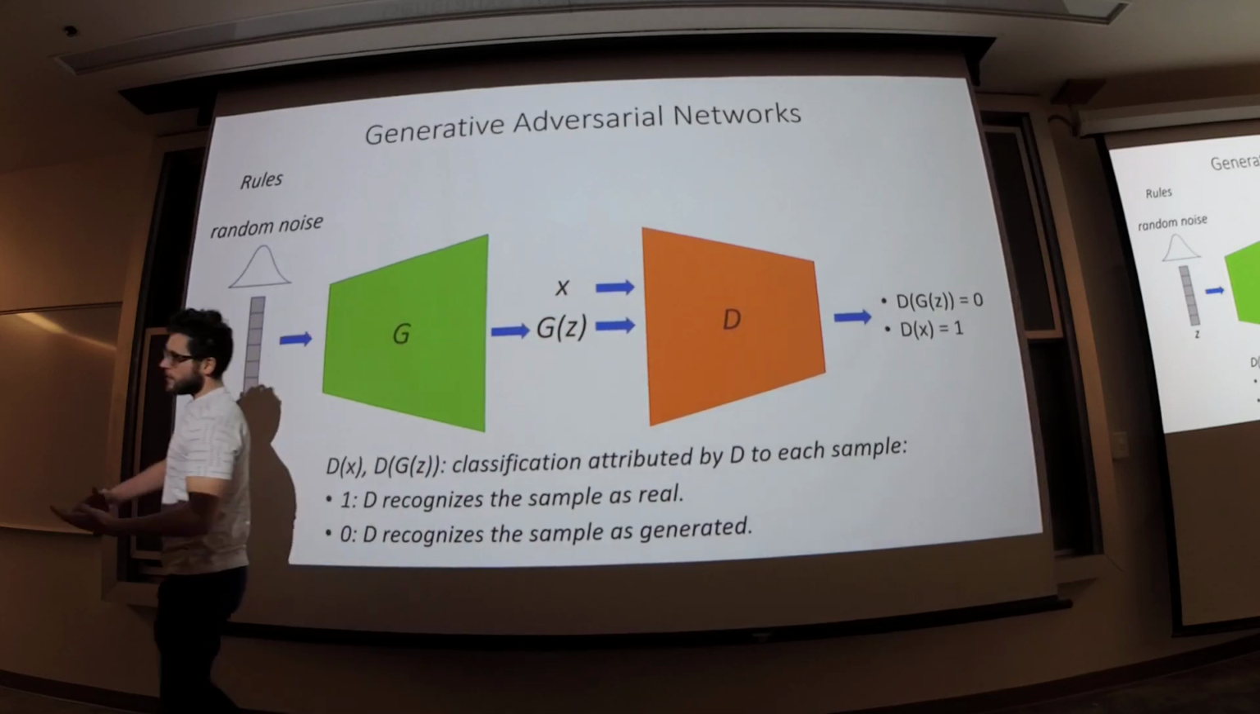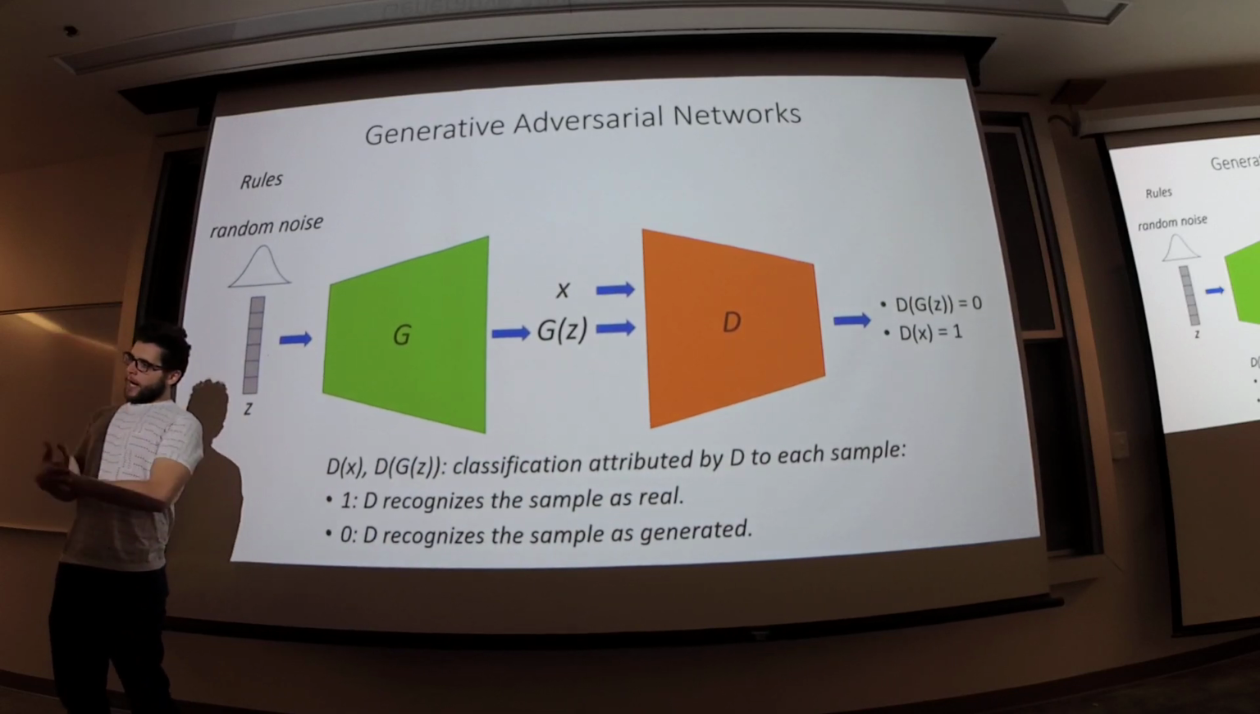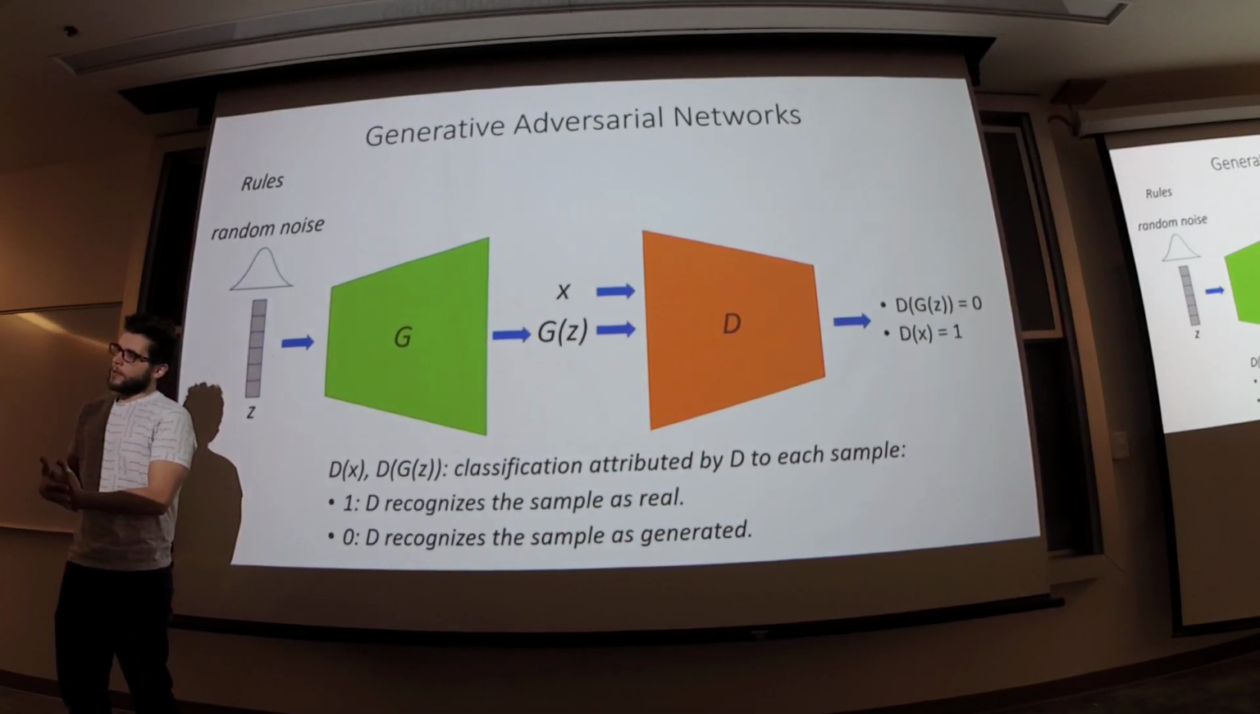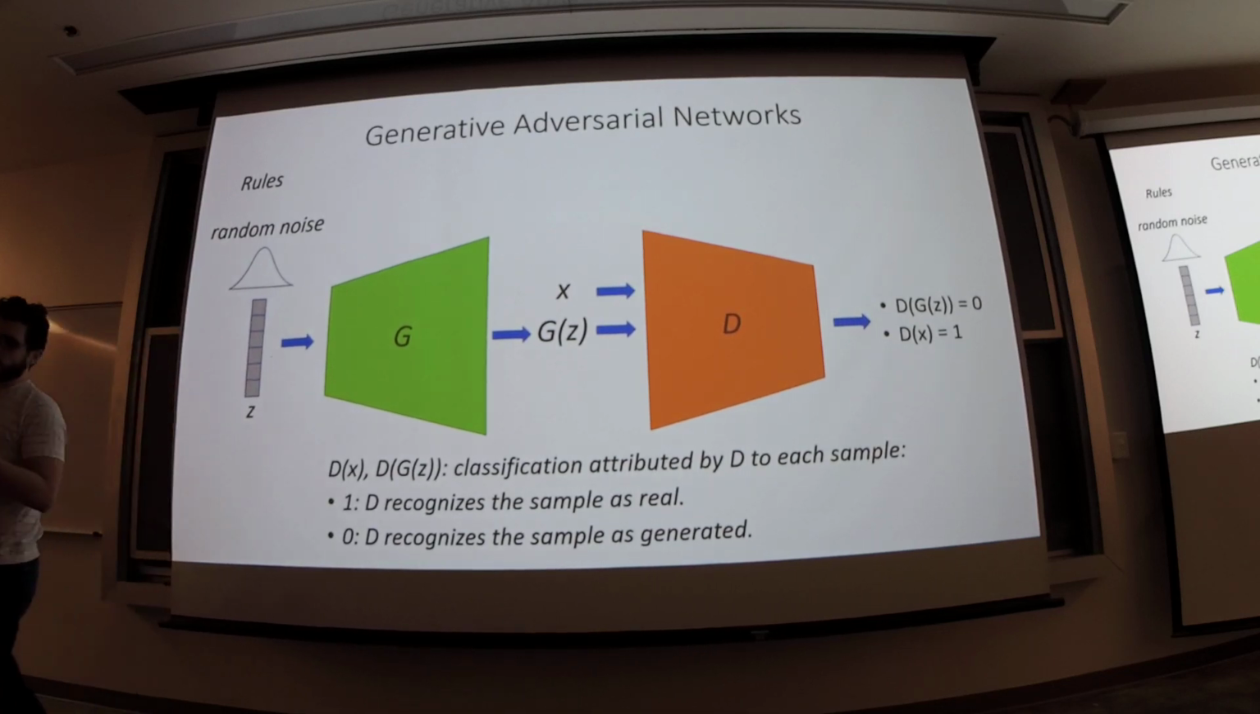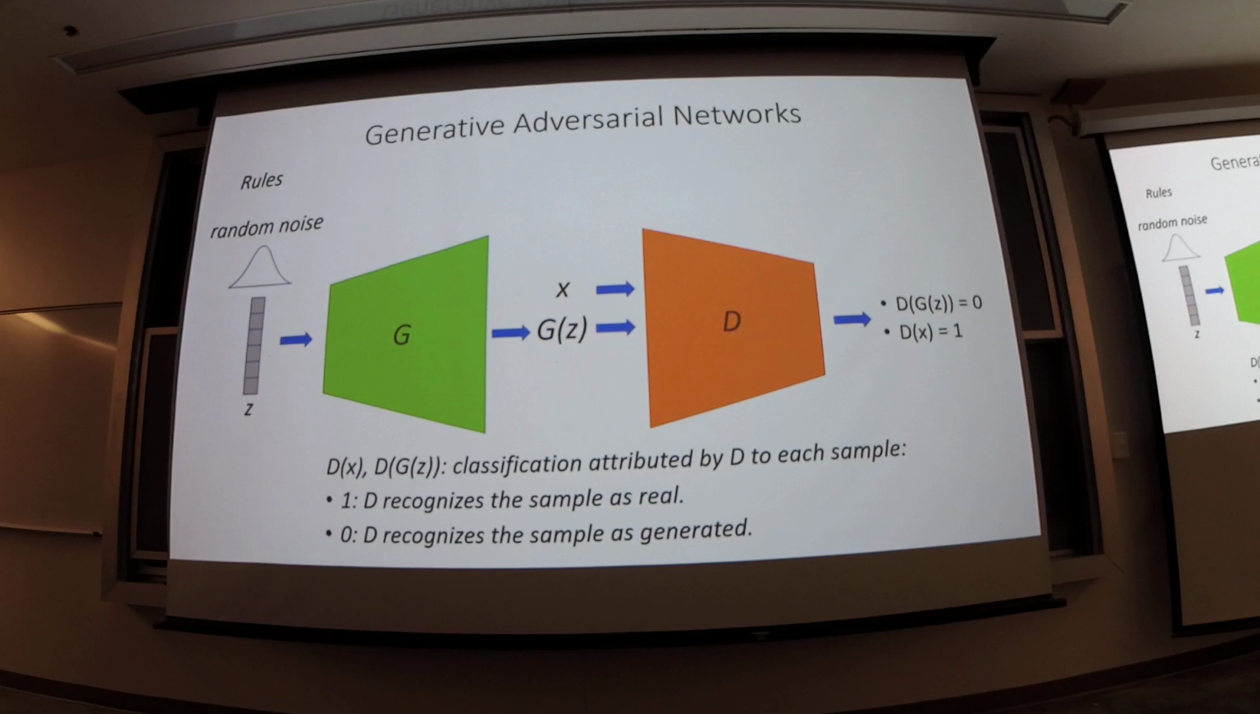Okay? It doesn't do a direct comparison between them, right? Because the discriminator simply processes each sample individually and just returns a probability that, in its opinion, it's fake or real, right? Does it make sense?